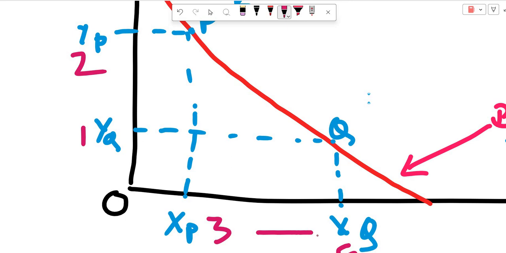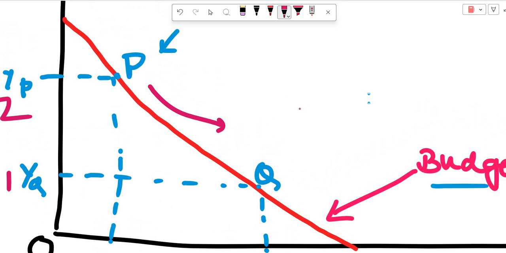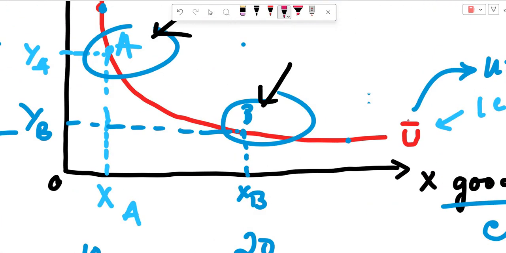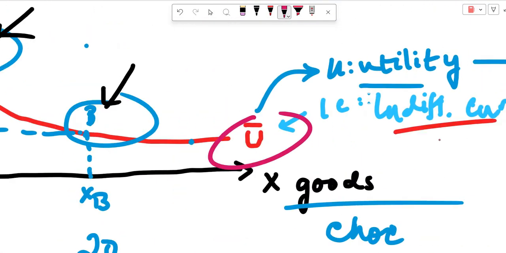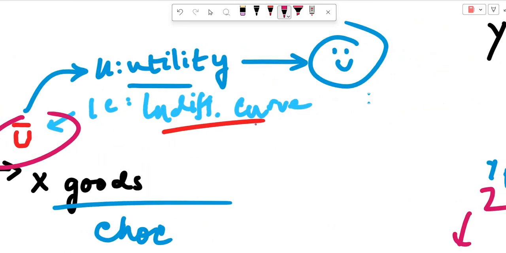Because you increase the amount of commodity X purchased, you basically increase your consumption and your expenditure. So you had to cut down on your Y. So you move from P to Q. And what did you do in the process? You kept your money income the same, M bar. This is where the idea of M bar comes from. Here, your utility was the same. In the indifference curve, utility was the same. So U was barred. Basically, bar means constant.